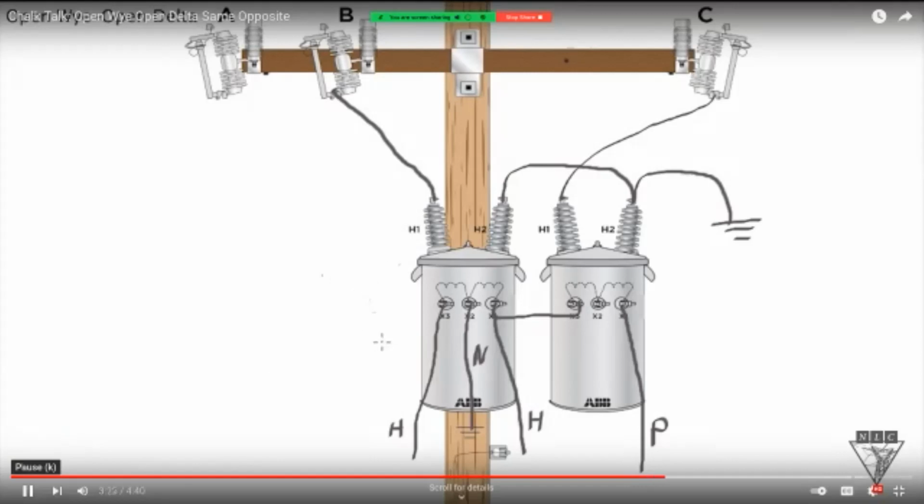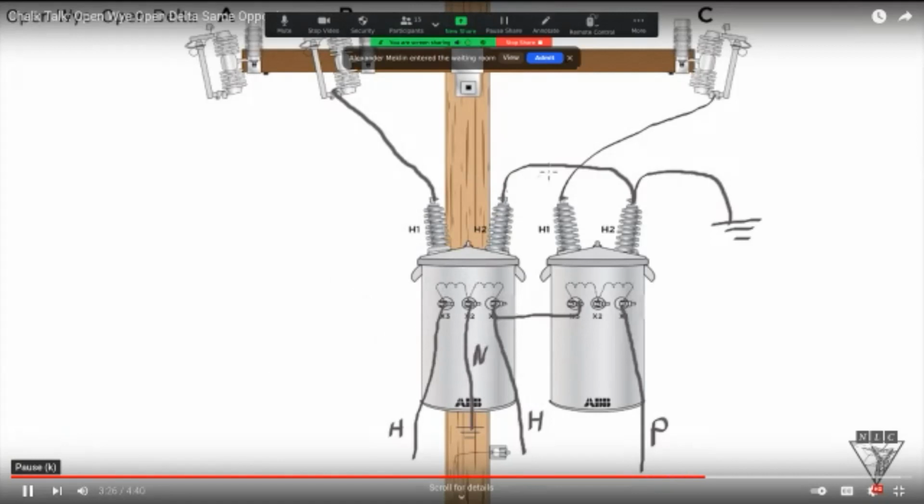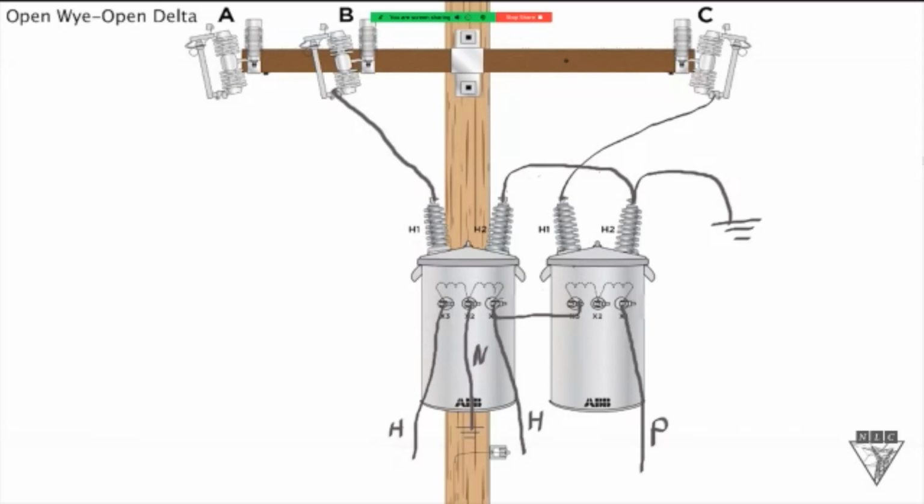But it is very useful when you have a load where it's predominantly a single-phase load, but you also need a 3-phase load. Now this particular connection right here, if you look, we've got the H2 bushings connected together, and then on the bottom side, we've got the X1 connected to the X3. So this type of connection in this open Y open delta bank, it's called the same but different. The same opposite connection.